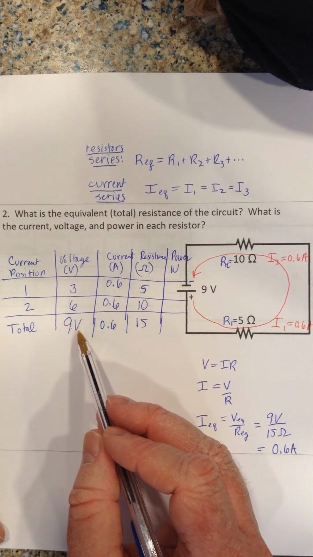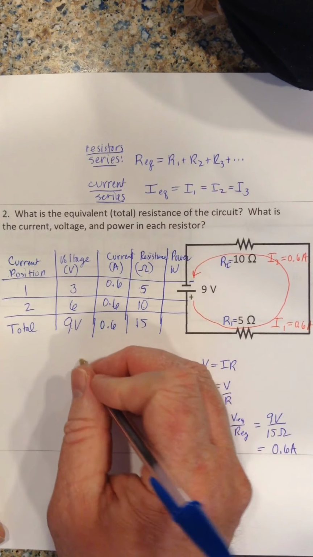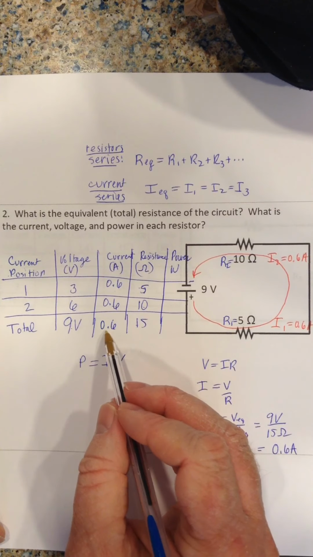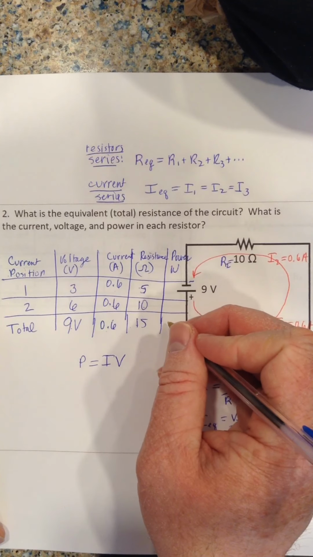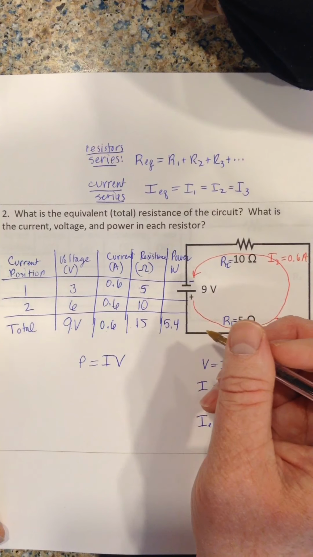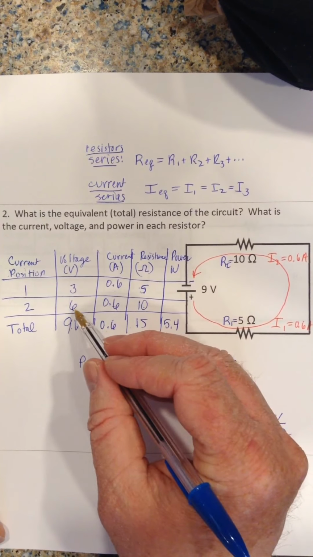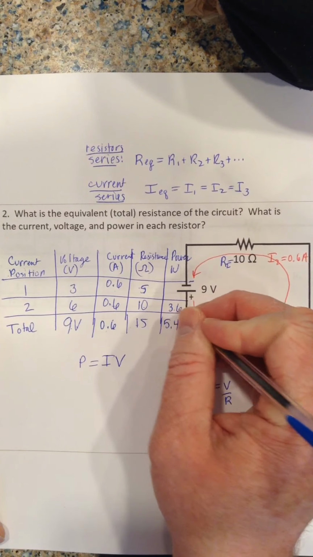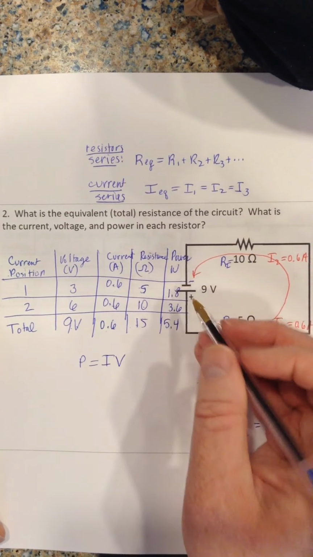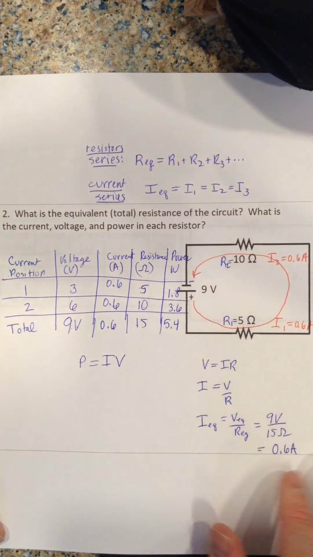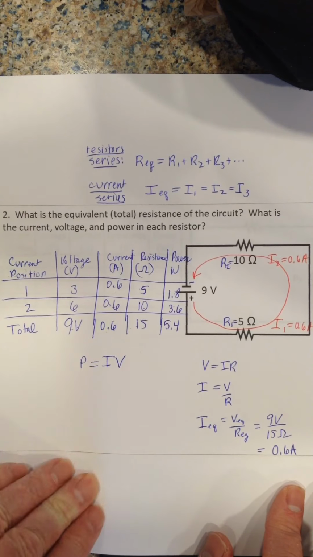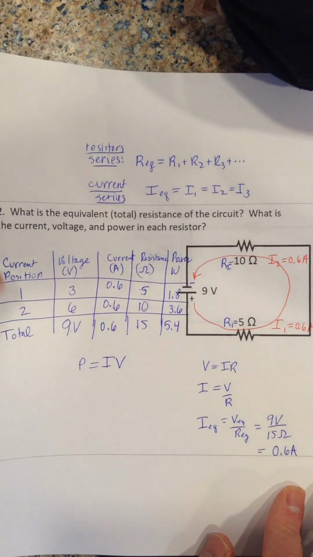Now the total power would be IV. Remember, power equals IV. So 0.6 times 9 is 5.4. And then 6 times 0.6 is 3.6. And 3 times 0.6 is 1.8 watts. So if I add 1.8 and 3.6, I get 5.4 watts. So my table gives the answer to all the questions.